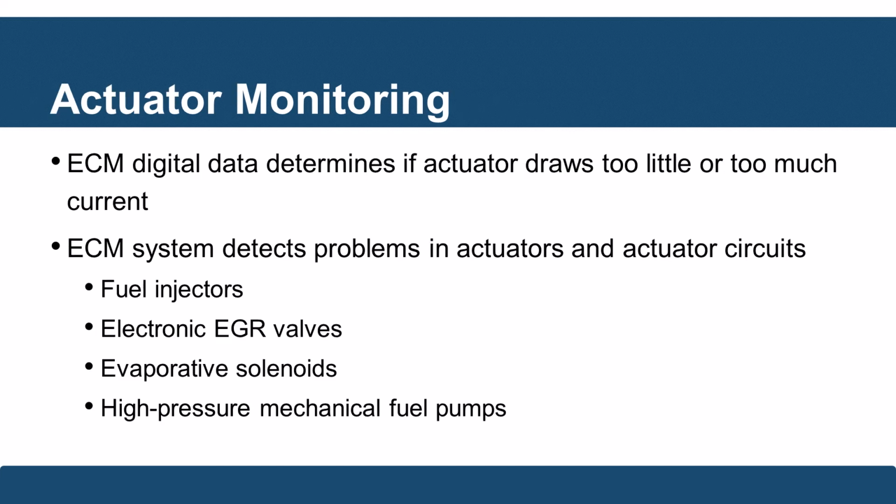Now, the actuator monitoring, the ECM uses the digital data, determines if an actuator draws too little or too much current. Think of it like a little amp meter itself. It's measuring the amperage. The ECM system detects problems in actuators and actuator circuits for the fuel injectors, the electronic variations of the EGR, the evaporative solenoids. High pressure mechanical fuel pumps can even be detected on some of those control side systems that are electrically controlled.